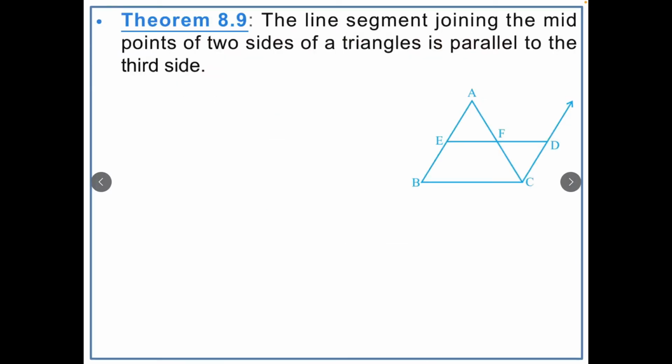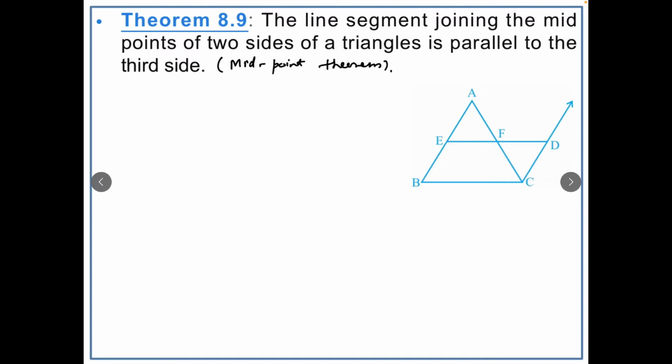So the first topic that we are going to study is theorem 8.9, which is also known as the midpoint theorem. The statement of the theorem is: the line segment joining the midpoints of two sides of a triangle is parallel to the third side.